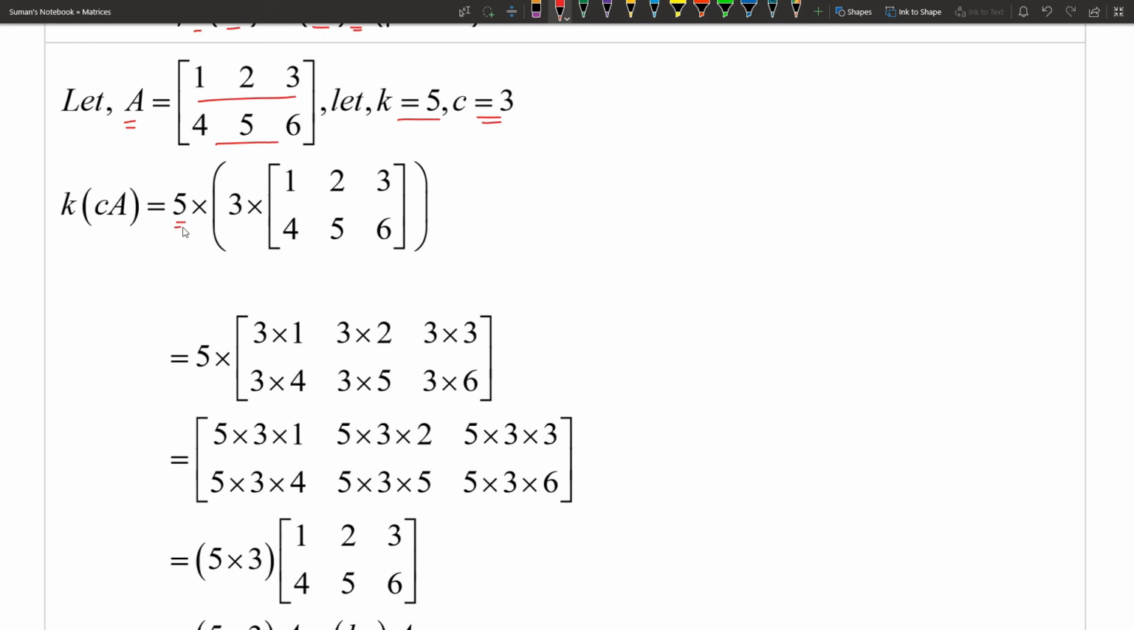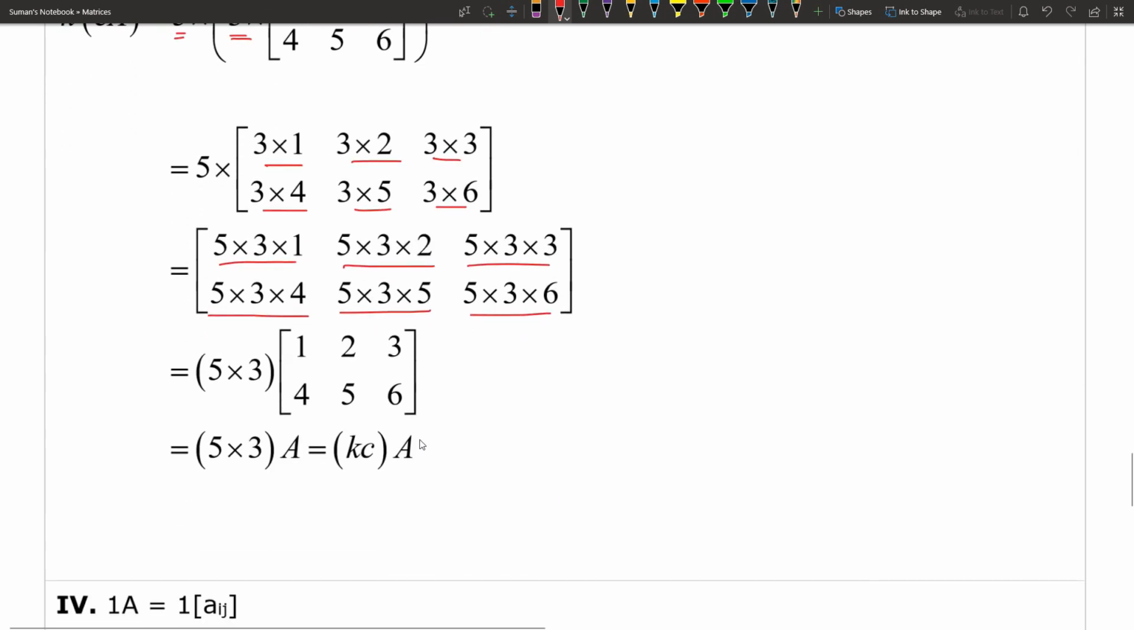Now we are multiplying it at first with the 3. So we are getting 3 into 1, 3 into 2, 3 into 3, 3 into 4, 3 into 5, 3 into 6. Then we are multiplying the 5 with each and every element. So we are getting 5 cross 3 cross 1, 5 cross 3 cross 2, 5 cross 3 cross 3, 5 cross 3 cross 4, 5 cross 3 cross 5, 5 cross 3 cross 6. Now we can take common 5 cross 3 from each and every element. So we are getting 5 cross 3 into 1, 2, 3, 4, 5, 6 according to the row of the matrix. Now that is the matrix A. So we are getting 5 cross 3 into A, or KC into A.